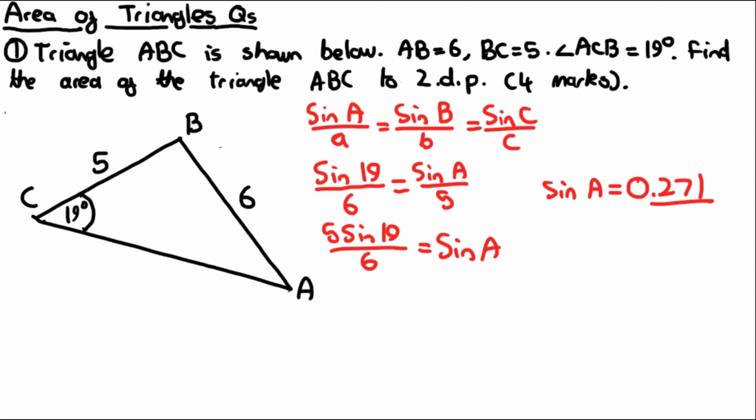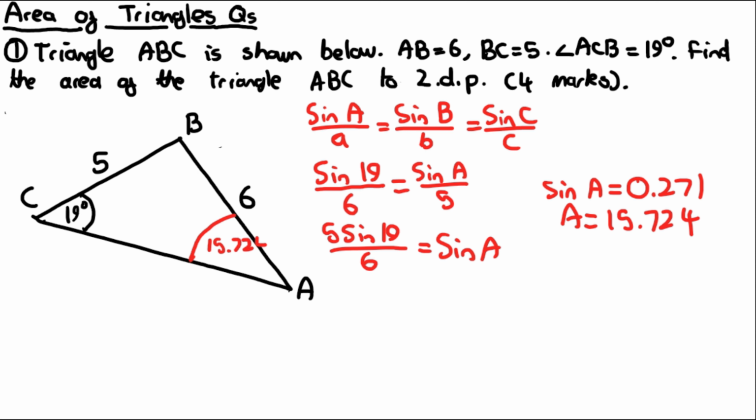I'm doing it to 3 decimal places because the question says 2 decimal places. I usually like to do it to 1 or 2 more decimal places further to make sure that there's no mistakes. And then we can do the inverse of that, so A is equal to sin minus 1 of 0.271, which is equal to 15.724.